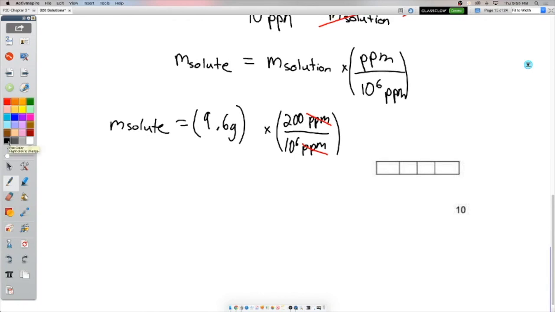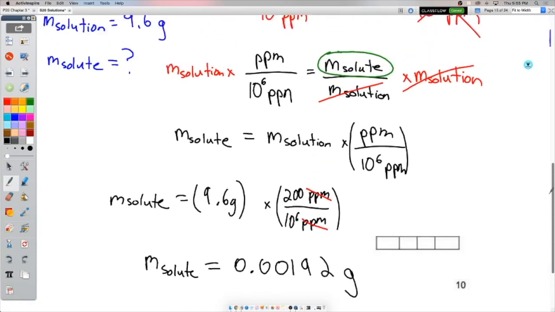So when you do the mass of the solute, you get 9.6 times 200, and then divide that by 10 to the power of 6, okay? When you do all that, if you're careful on your calculator, you should get, and again, you don't need to do this all in one step. You can break it up more if you want, but I got 0.00192 grams.